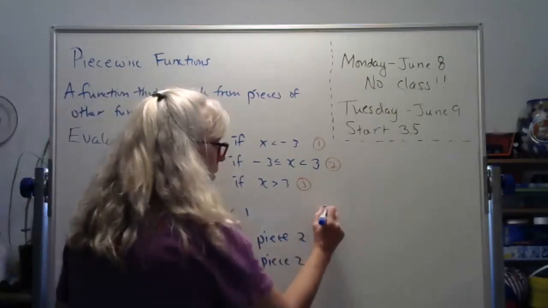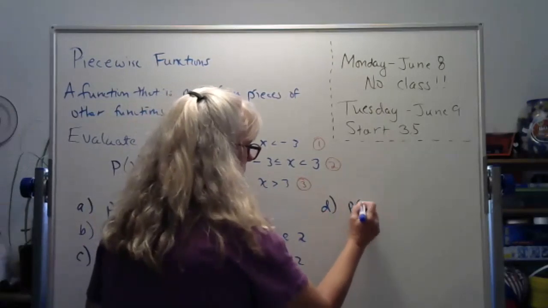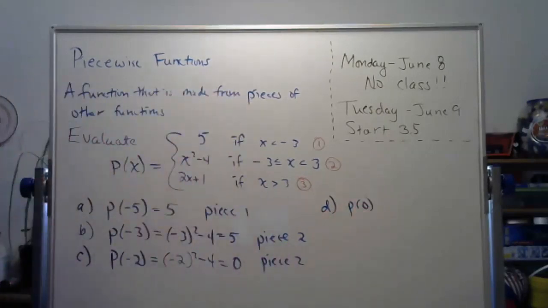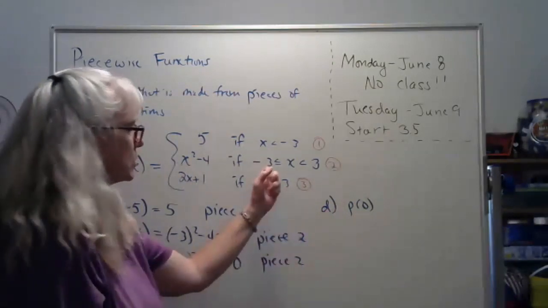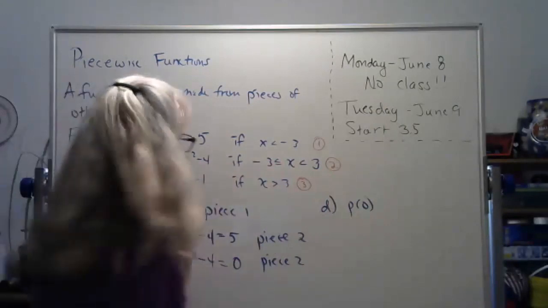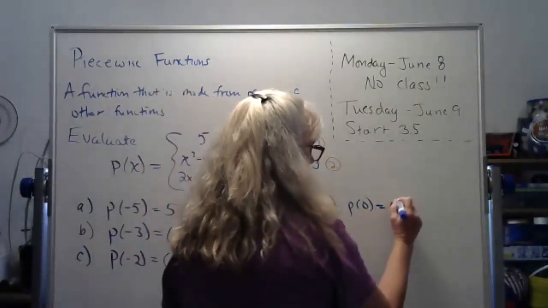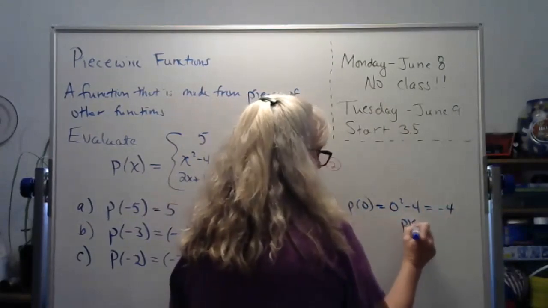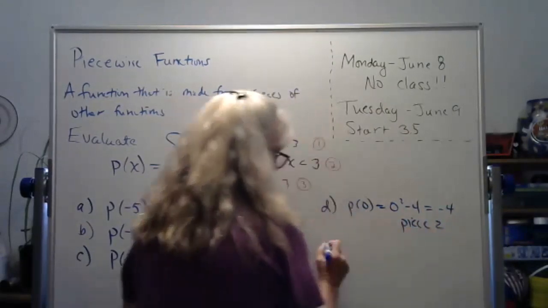Okay, part D, let's do p of 0. So I have to figure out which piece to plug it into. I know that 0, again, falls between negative 3 and positive 3. So we're going to plug a 0 into that same piece that we've been using for a couple of times now. So that'd be 0 squared minus 4, which is negative 4. And that's because we used piece 2.